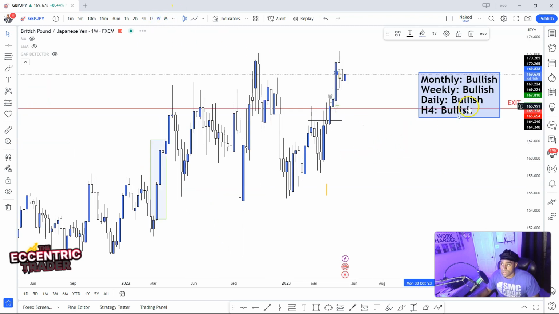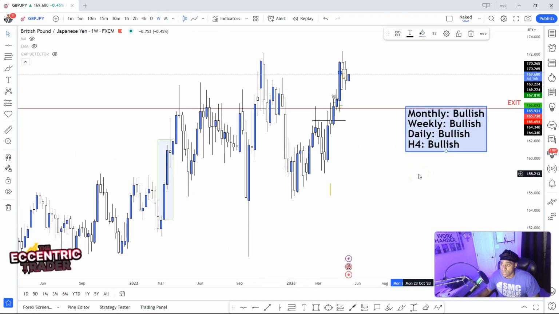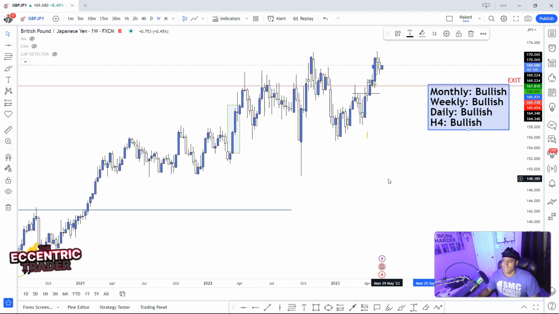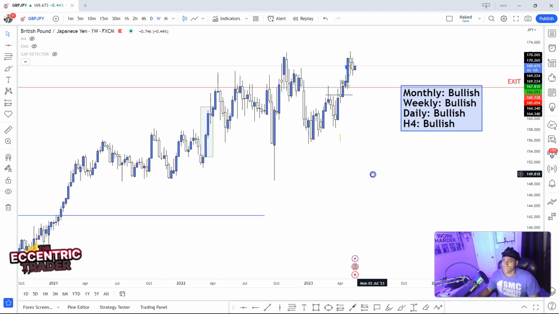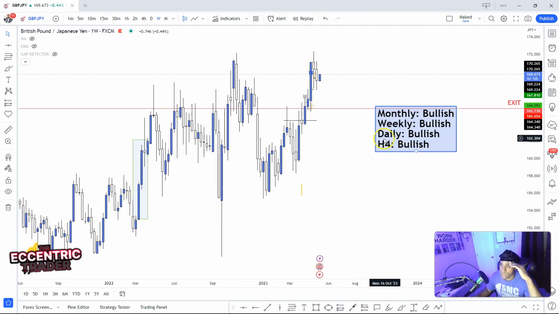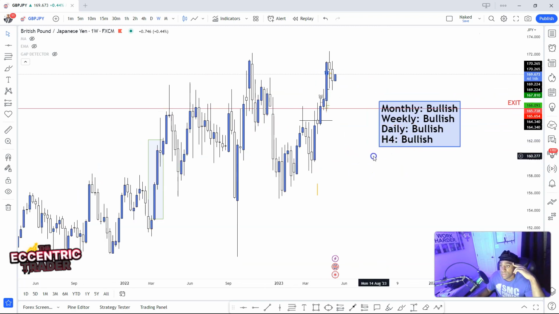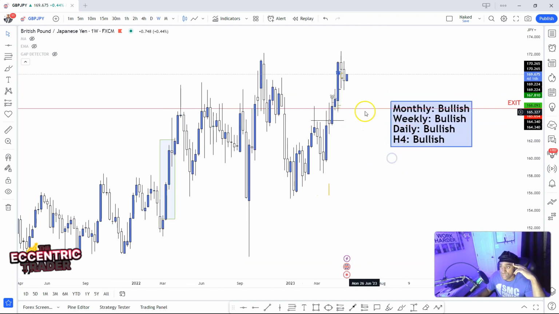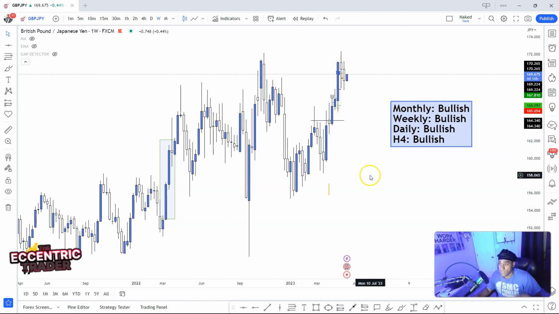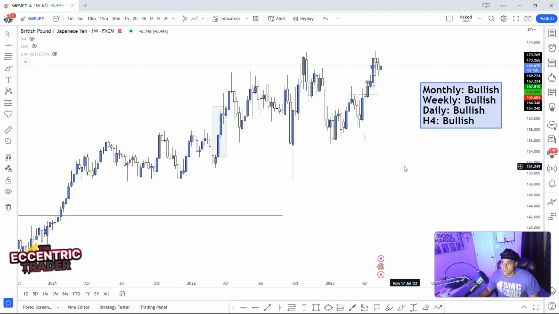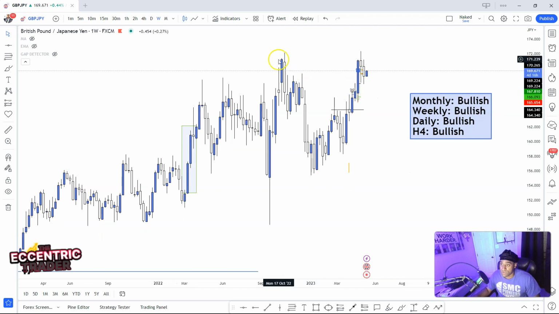Let's go to the weekly time frame. Also bullish, same as last week. Check that out. Making higher highs and higher lows. Got to be careful at this area that it's at now because price could test it.